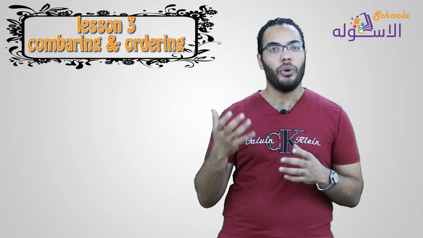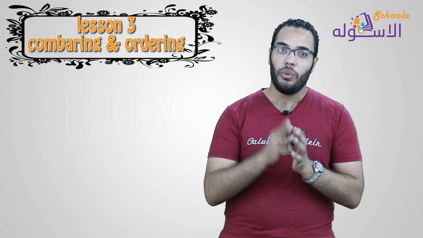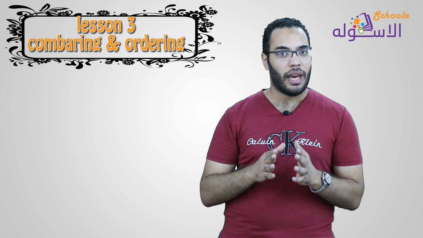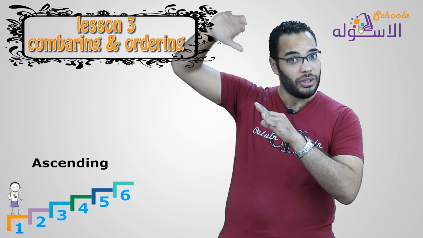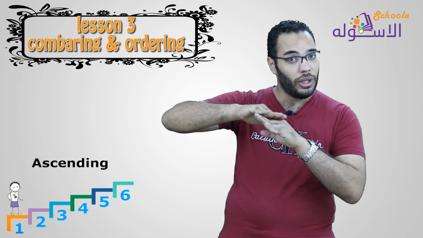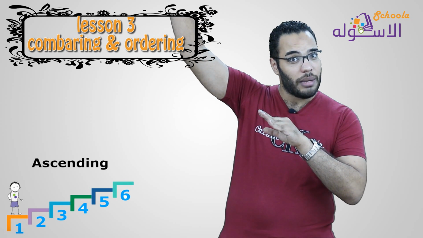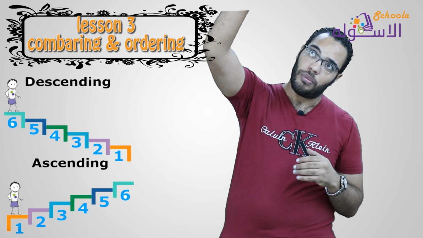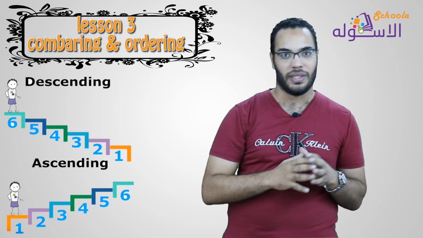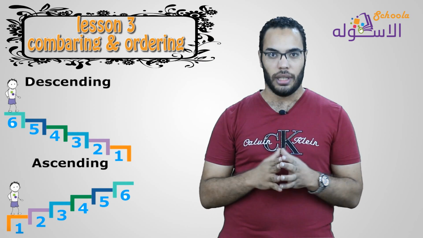What about the ordering part? Ordering, we said we have 2 things in ordering. You have the ascending order, the one going up. We started from the smallest number and going to the biggest number, and the descending order. We have the going down from biggest number to smallest number. That was the 3rd lesson.